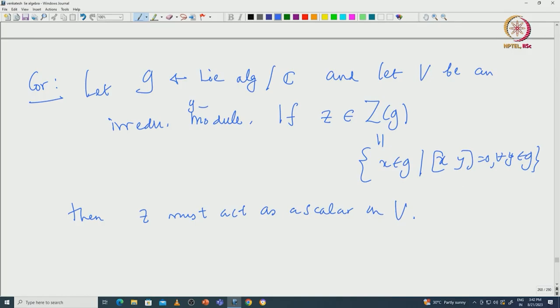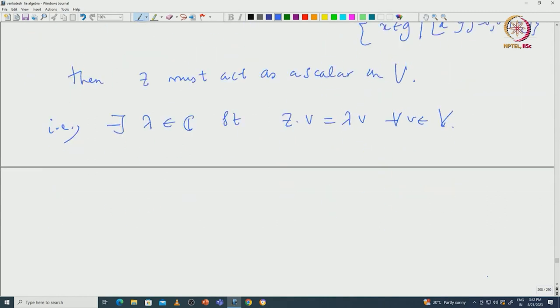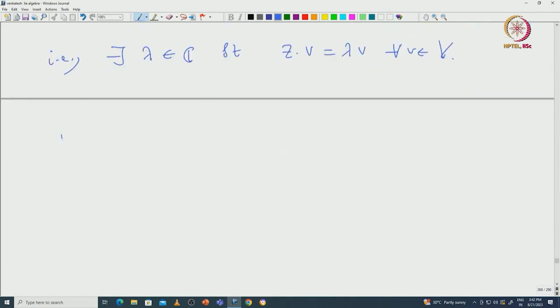Okay. So, what is the meaning of that? There exists lambda in C such that Z_j dot v is given by lambda v for all v in V. Okay. So, this is actually an immediate consequence of what we have seen earlier. Because what is the proof? The proof is, suppose Z_j is in the center.